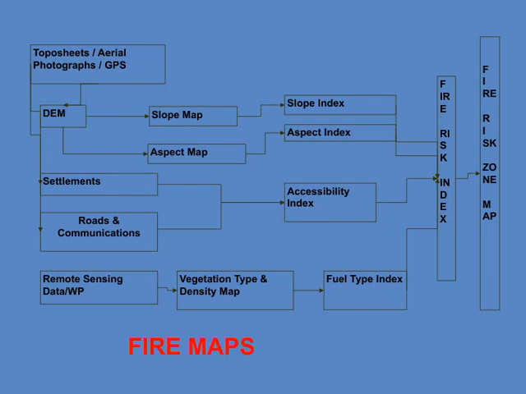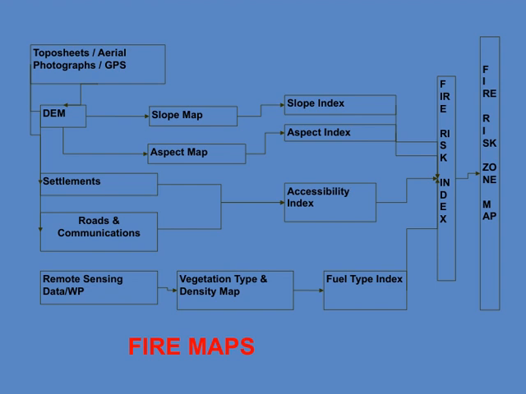Let's start by looking at the various sources of data we use in wildfire risk assessment. We rely on topo-sheets, aerial photographs, and GPS data to gather accurate geographic information. Remote sensing data, along with work plans or WP, helps us analyze large areas efficiently.